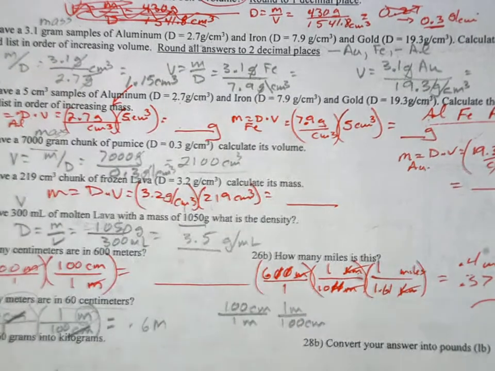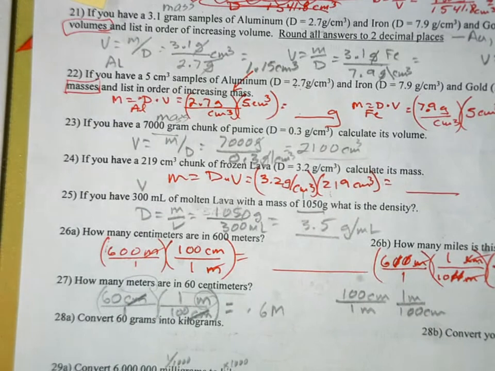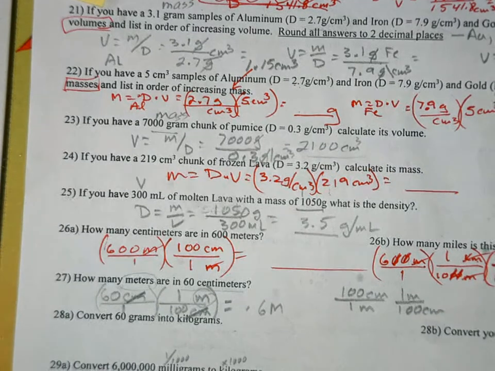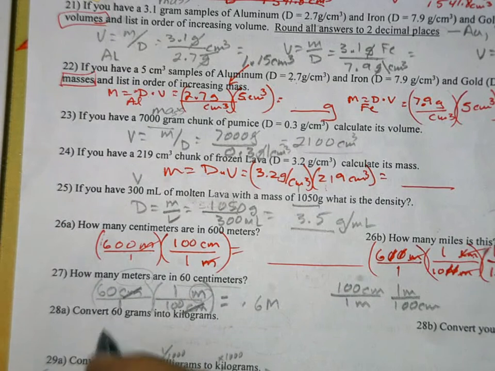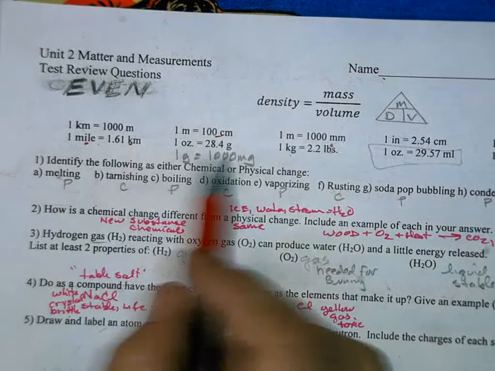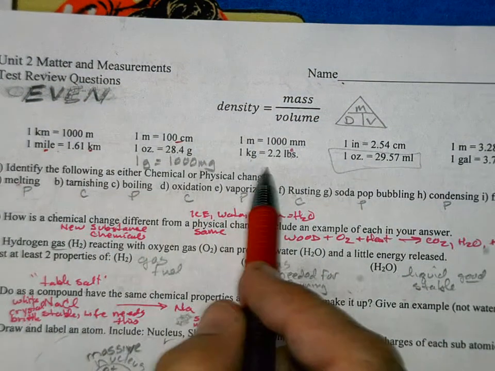All right, for number 28, let's see, what do we got here? Convert 60 grams into kilograms. Well, okay, 60 grams. Now we have to go to kilograms. I think we have a direct conversion right over here. Where are we?